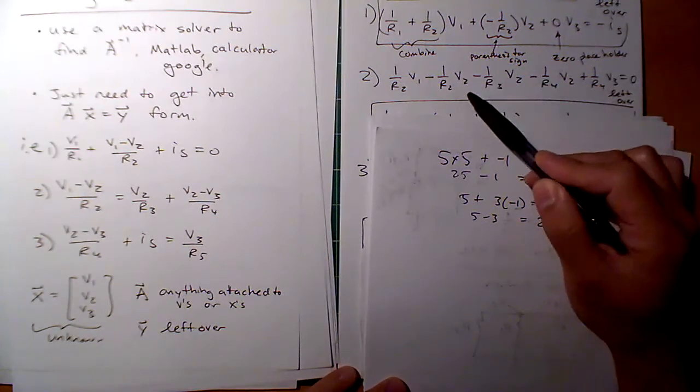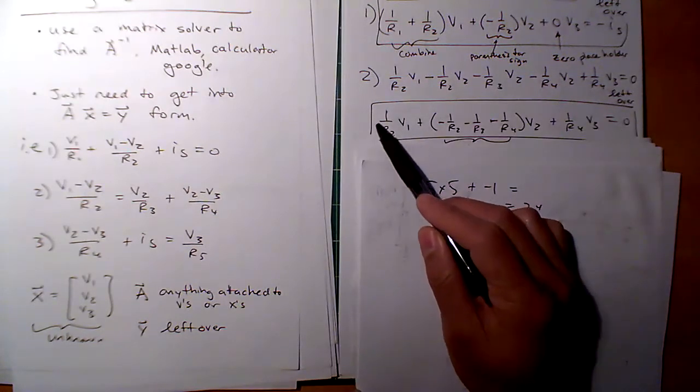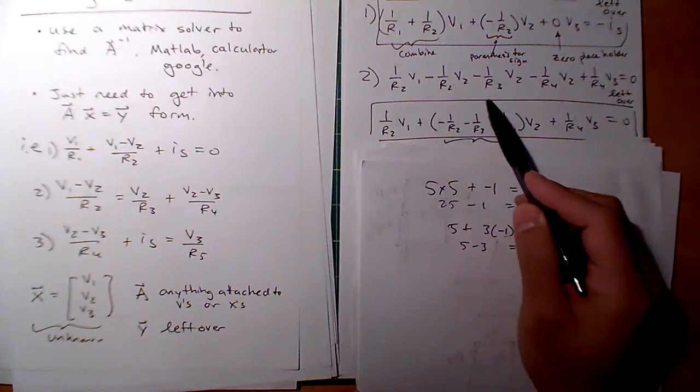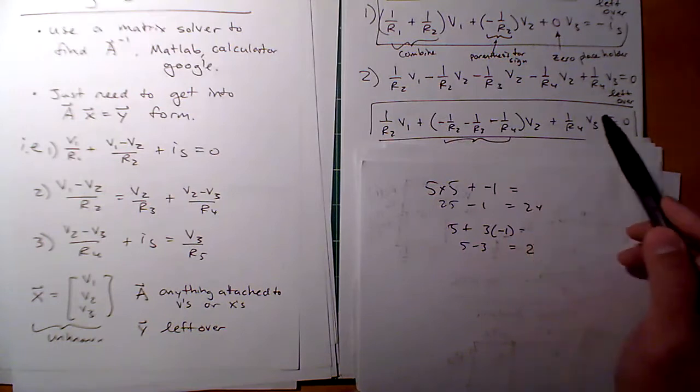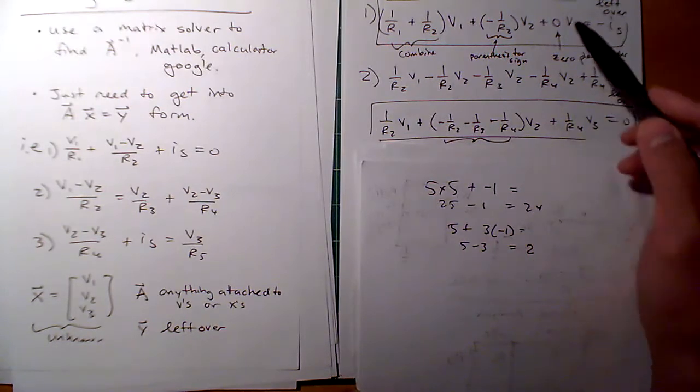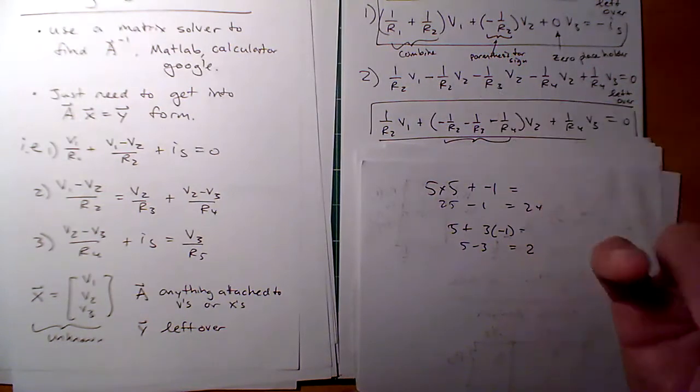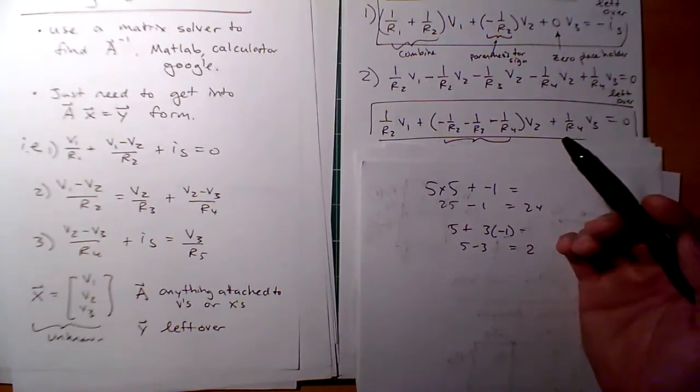Now, if I squash this down one more time, I get V1 times this, but then I'm going to smash all these things together. Negative 1 over R2, negative 1 over R3, negative 1 over R4, okay? This is my second equation, and then I got one more equation, that's this guy here.